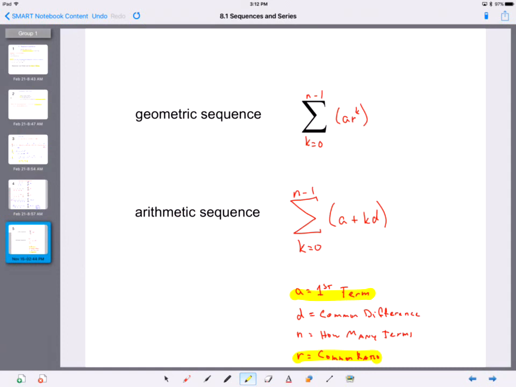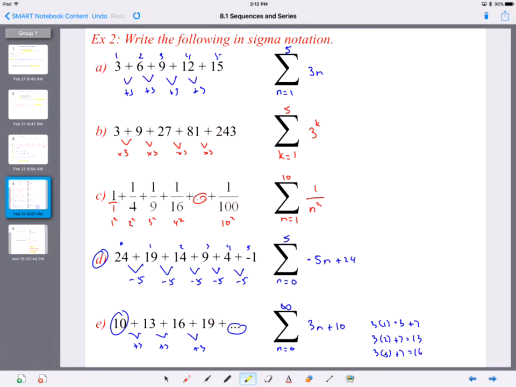And then your arithmetic sequence, same thing. Now arithmetic sequence has a common difference. So you still have your first term plus K times that common difference. So that's what I was talking about. When you go back and look at that common difference, as you go through here, you're adding 3 every time. You're subtracting 5. That's your common difference. That's what I'm talking about when we talk about that common difference.